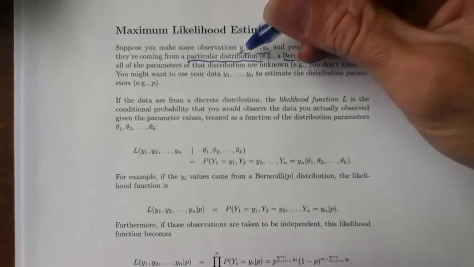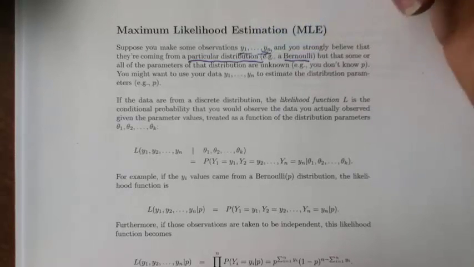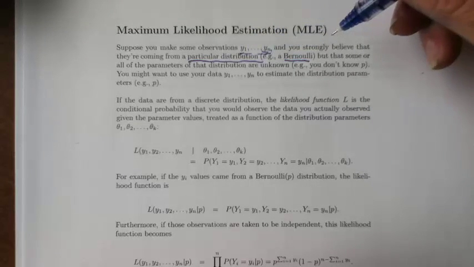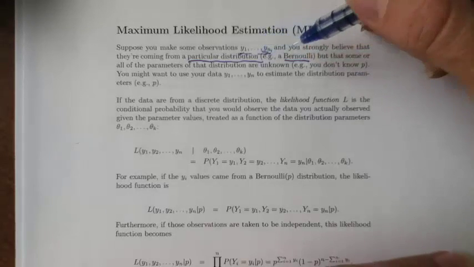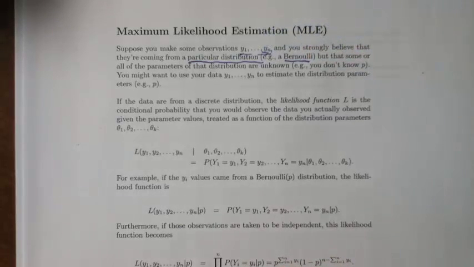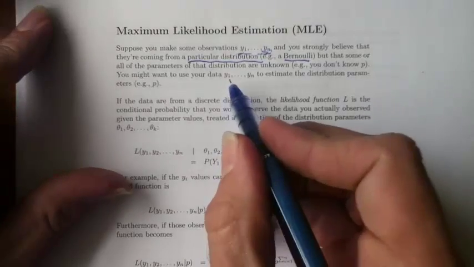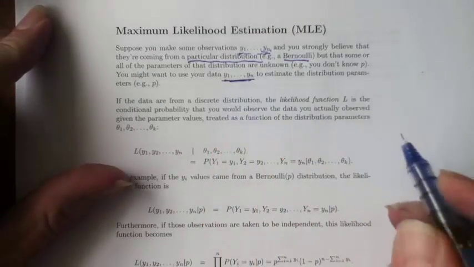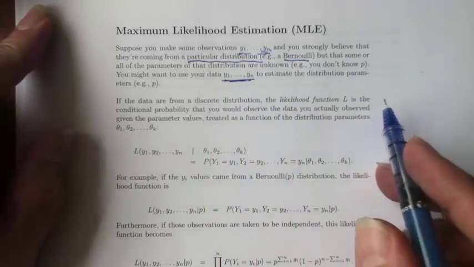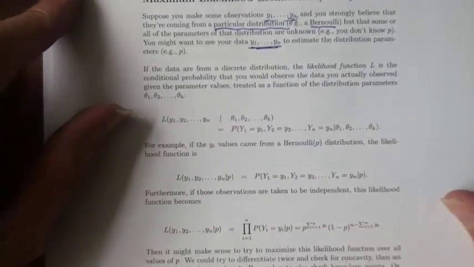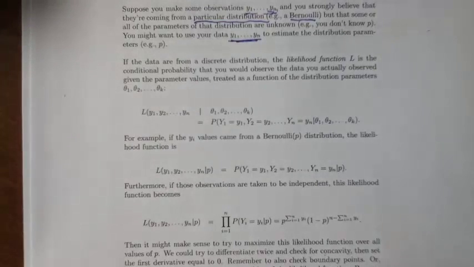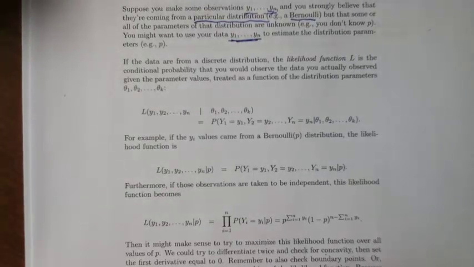Or if you strongly believe these things are Bernoulli random variables, meaning that they take on values of 0 or 1 with a certain fixed probability p, and you just don't know p, then you want to use your data to estimate these distribution parameters. So we can do this with the method of maximum likelihood.